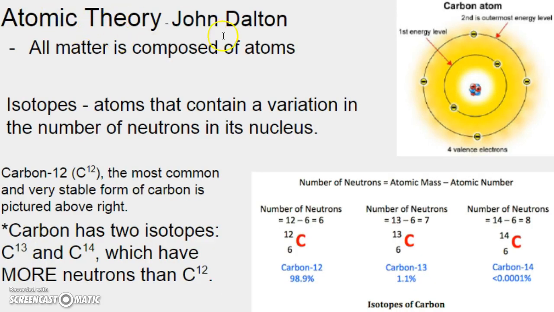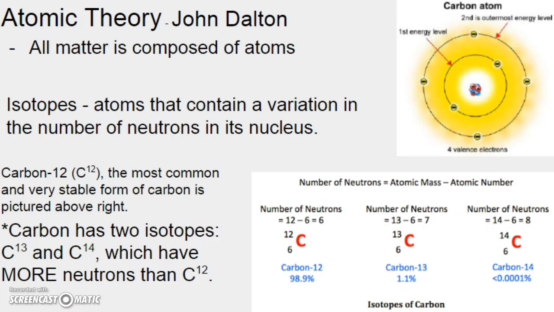In this case, we can apply the concept of atomic theory, that all matter is composed of atoms. All matter isn't composed necessarily of carbon, but carbon is a building block of, say, living organisms. An isotope is simply an atom that contains a variation in the number of neutrons in its nucleus. Carbon-12 is the most common and very stable form of carbon, pictured above right. But carbon has two isotopes, carbon-13 and carbon-14. It simply has 7 neutrons in carbon-13 and 8 neutrons in carbon-14. They're just variations of the same atom. They still have 6 protons and 6 electrons, but they have a different number of neutrons in the nucleus.